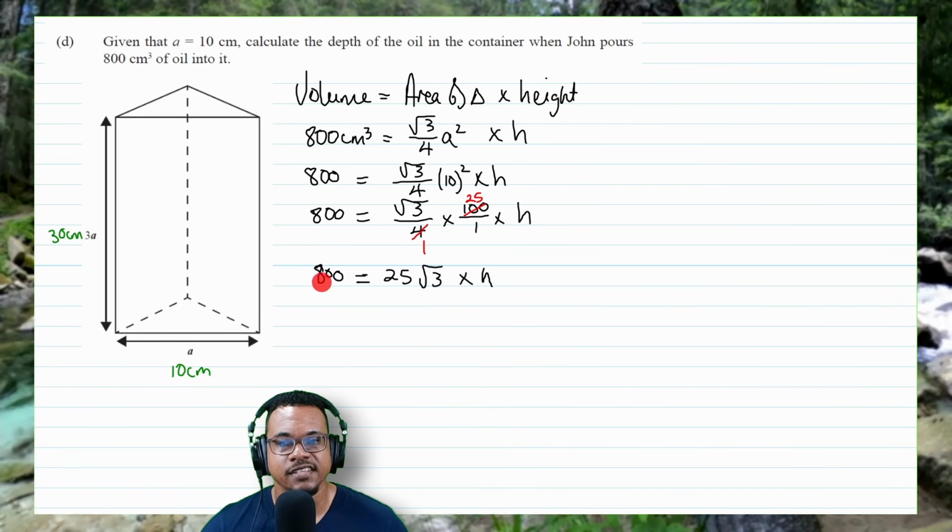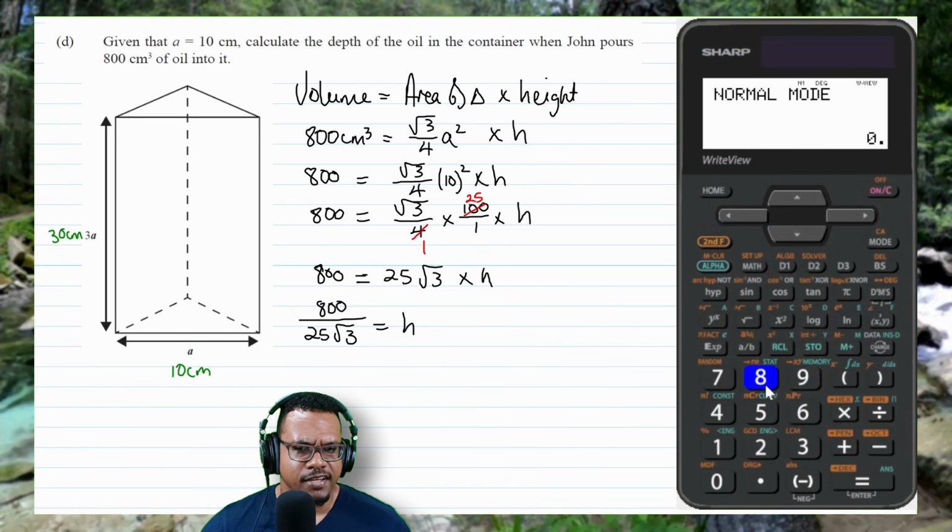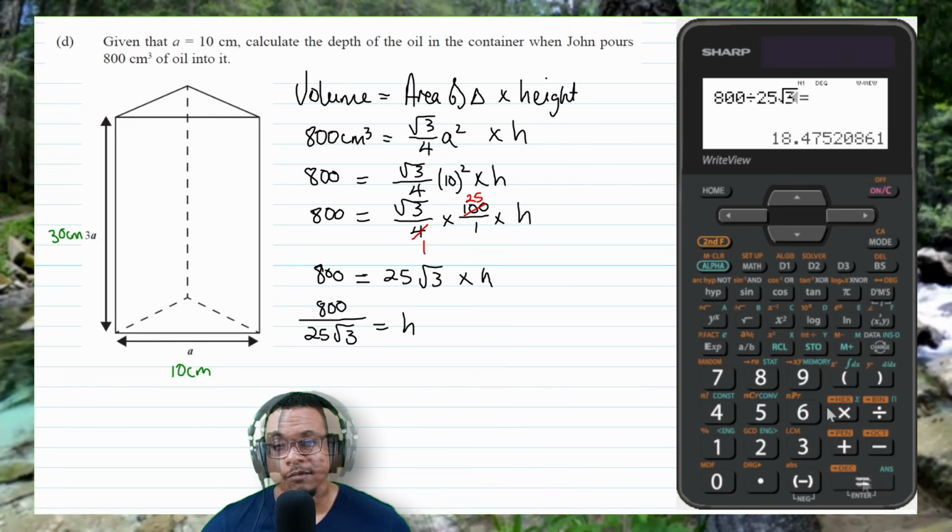So it'll go underneath the 800. So what I'll have is 800 divided by 25 times the square root of 3, and that is equal to h. So if I go on the calculator, I'll just type in 800 divided by 25 square root of 3, and that'll be equal to 18.475.